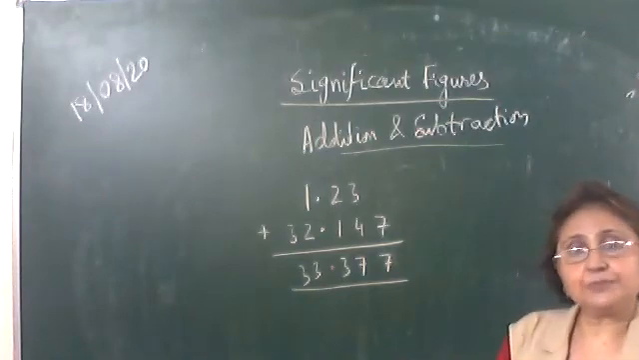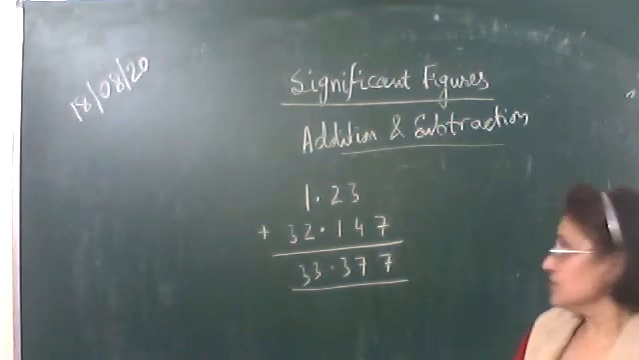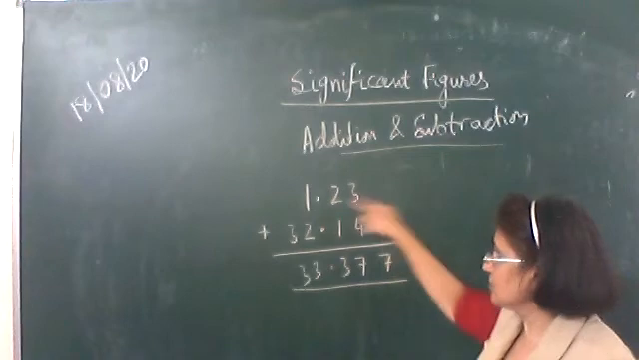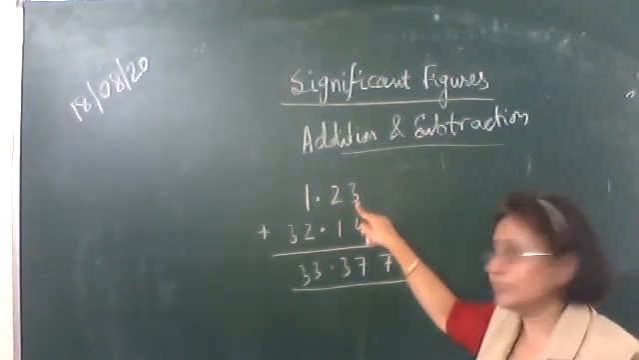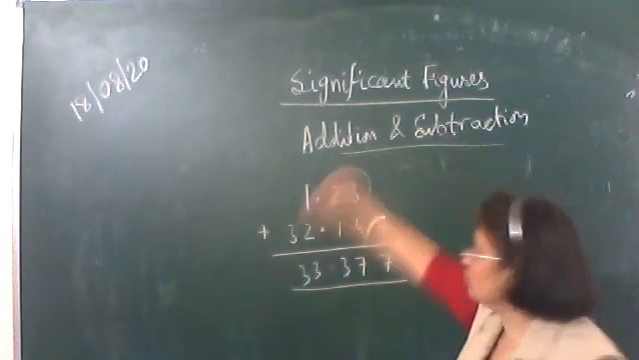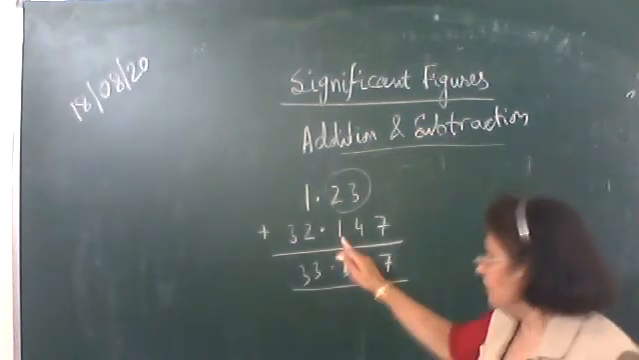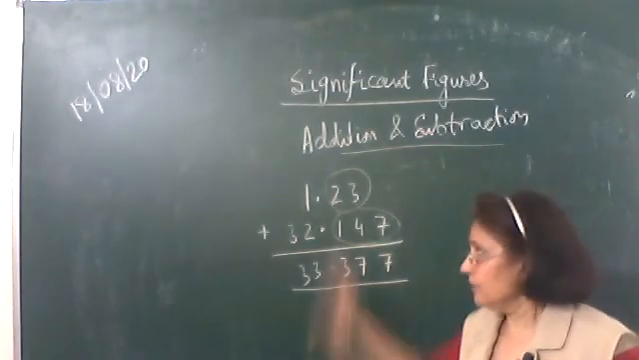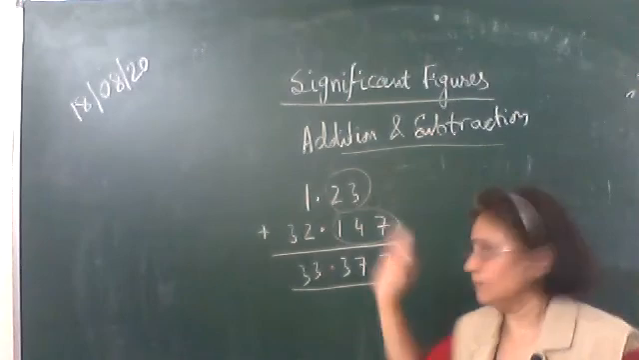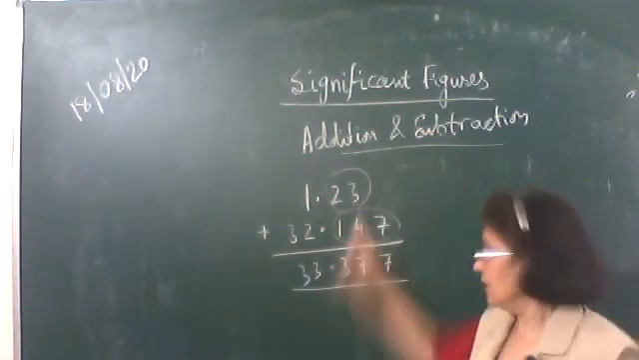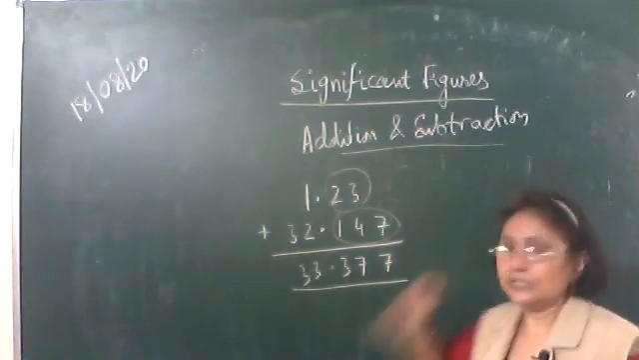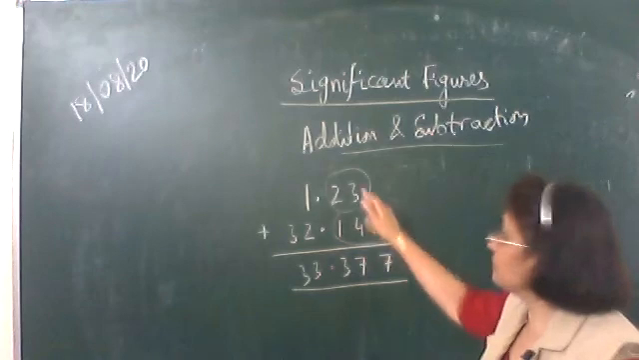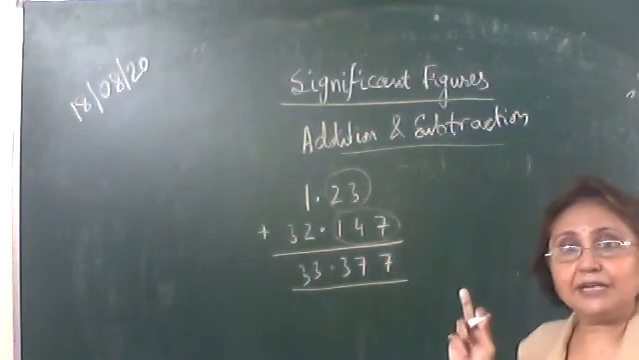In order to express it in proper significant figures, see the number of digits after the decimal in the individual values. Here, how many digits are there after the decimal? This value has 2 digits after the decimal, whereas this value has 3 digits after the decimal. Don't look at the digits before the decimal, we are only interested in those after the decimal. Now the result should retain only the number of digits after the decimal which is minimum in any individual value.